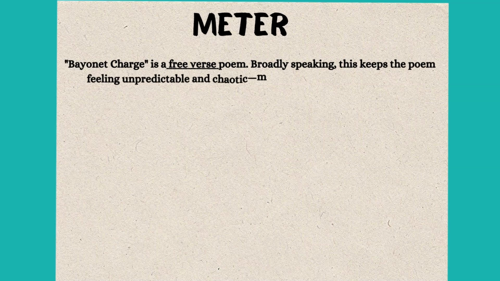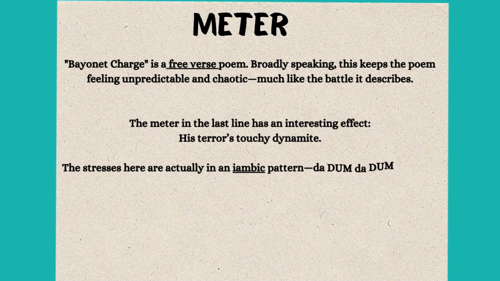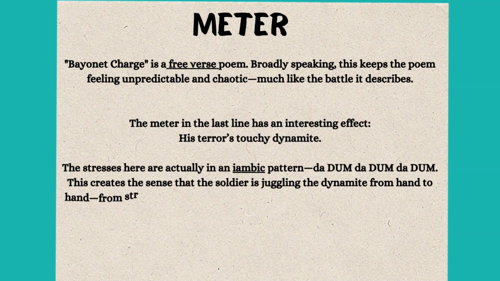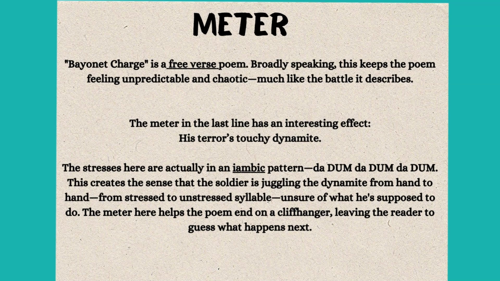Bayonet Charge is a free verse poem. Broadly speaking, this keeps the poem feeling unpredictable and chaotic, much like the battle it describes. The meter in the last line has an interesting effect: "his terror's touchy dynamite." The stresses here are actually in an iambic pattern. This creates the sense that the soldier is juggling the dynamite from hand to hand, from stressed to unstressed syllable, unsure of what he's supposed to do. The meter here helps the poem end on a cliffhanger, leaving the reader to guess what happens next.